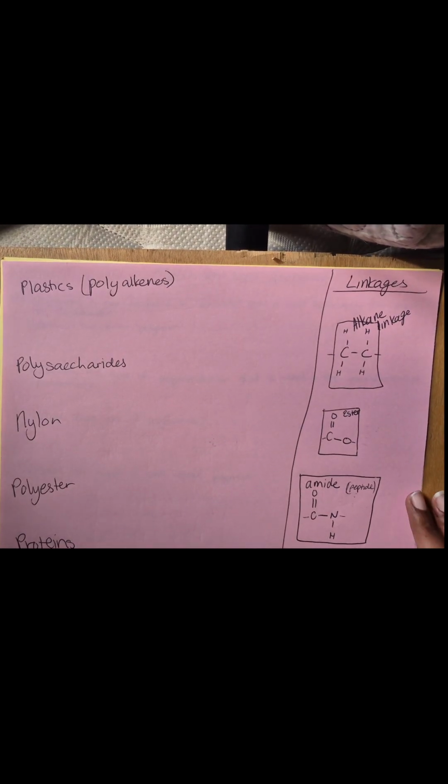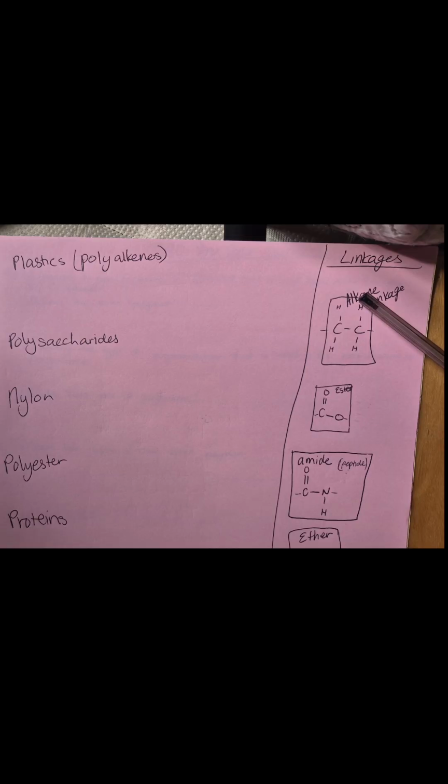Let's just go through all our linkages one more time, and then we're going to try and match which polymer makes what linkage or has what linkage. So it'll help us to learn how to identify our linkages. The linkages that we know are, we have an alkane linkage, which will just be single bonds. We have an ester linkage, which is C double bond O to another O. And we have an amide linkage, which is C double bond O to an N and then an H.